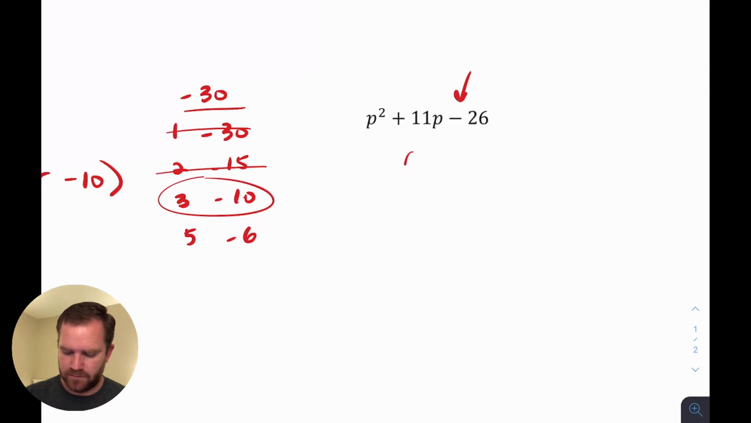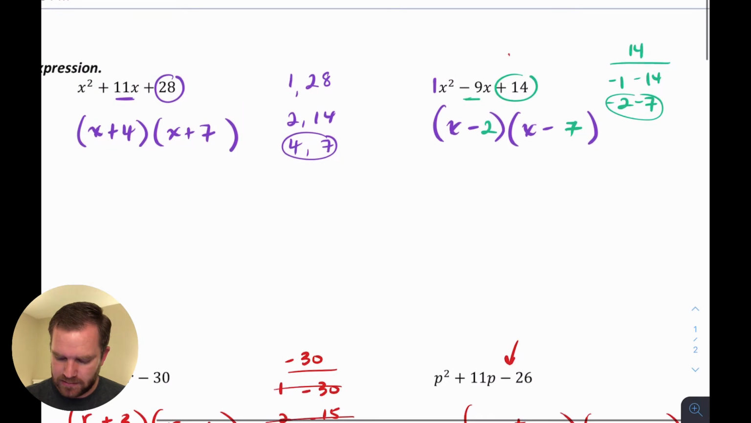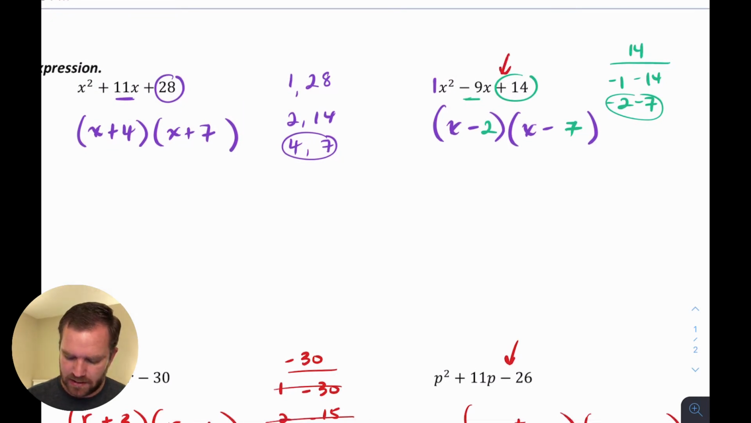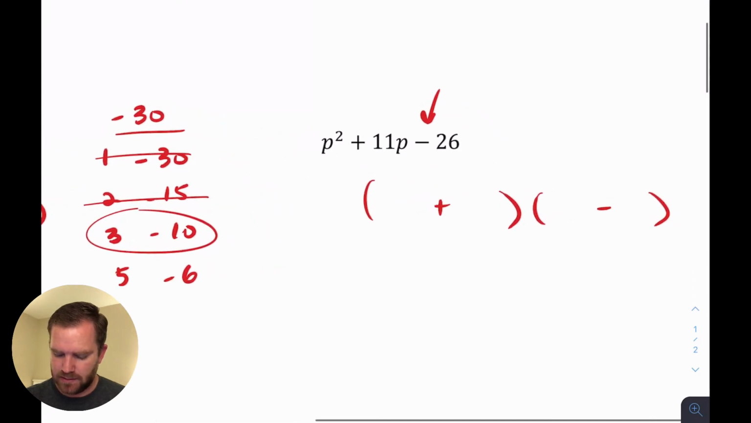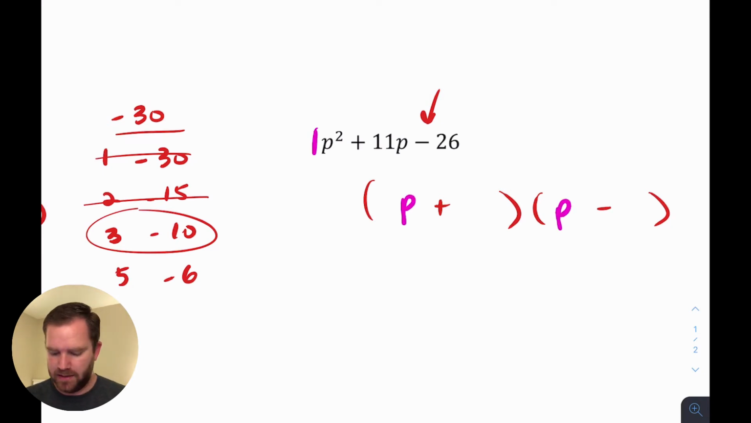The back sign's negative, so again, one positive, one negative. Now this positive and negative sign rule also works when the leading coefficient isn't 1, so you can always see that. If the back sign is positive, that means they have the same sign. If the back sign is negative, that means they have opposite signs. Since the leading coefficient is 1, we're going to be able to jump straight to this, and we're going to have a p and a p.